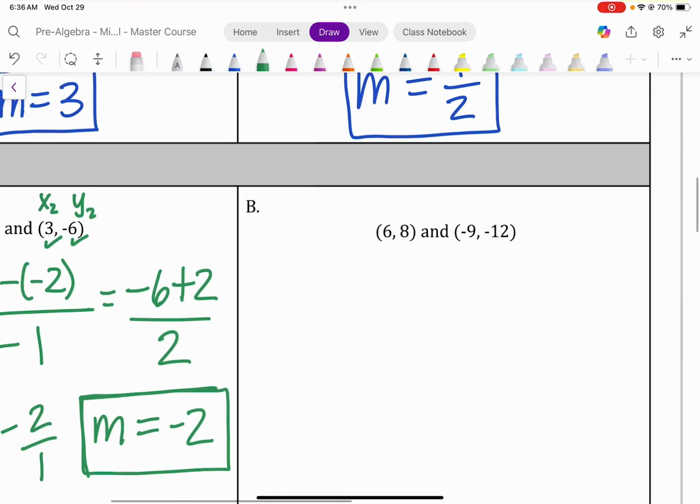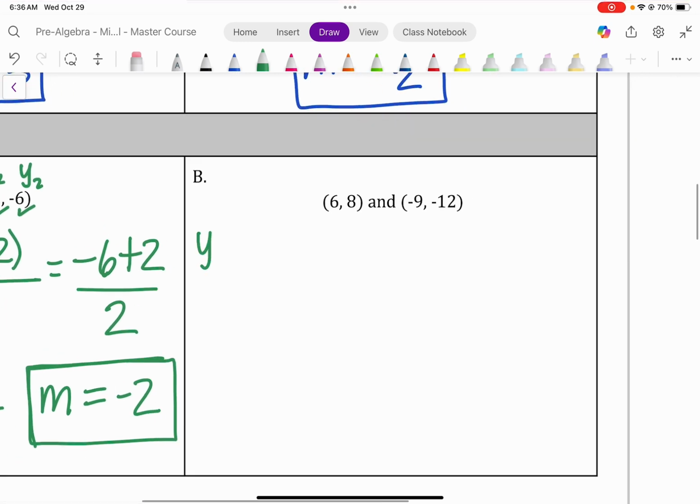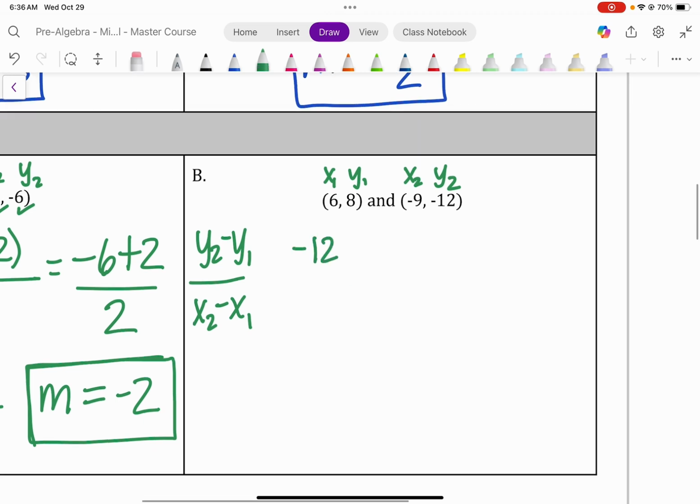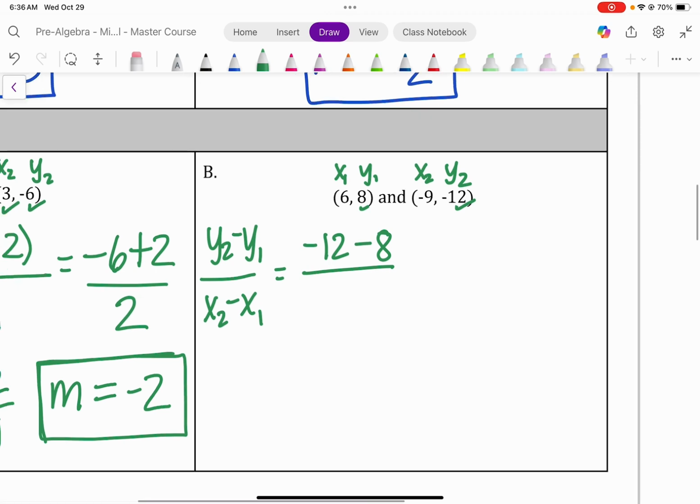And my last example, again, I'm writing my formula, y2 minus y1 over x2 minus x1. So my y2, that's negative 12 minus 8 over negative 9 minus 6.